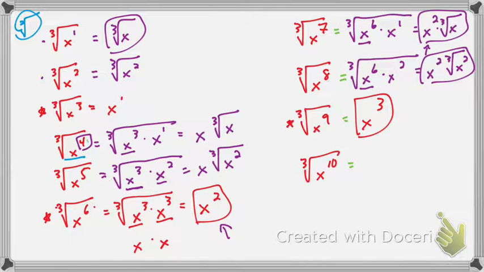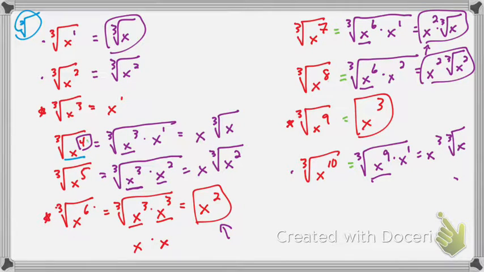Now, on this last problem here, I have the third root of x to the 10th. That breaks down into the third root of x to the 9th times x to the 1st. Because 9 plus 1 is 10. So this would be the same thing. Well, the third root of x to the 9th is going to be x to the 3rd. And then I have the third root of x left in here.